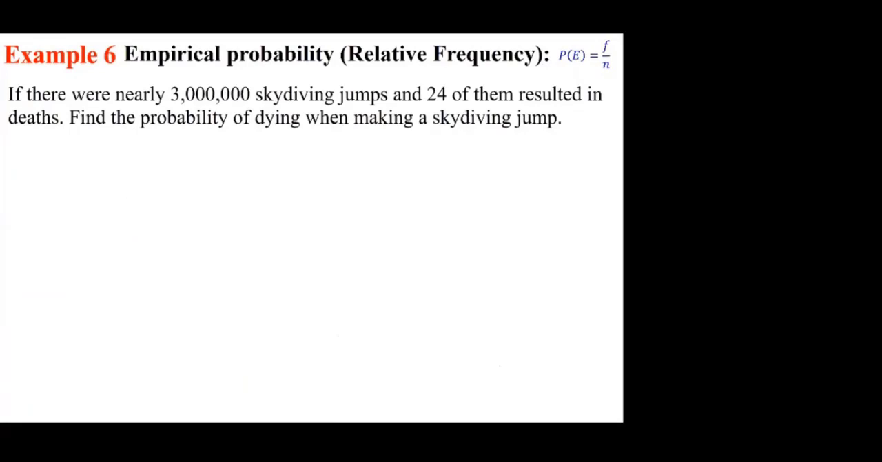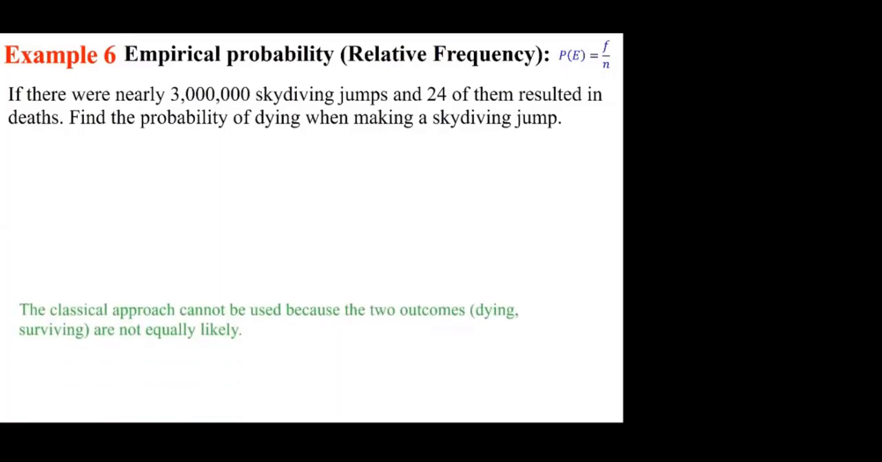Here's a relative frequency example, an empirical probability. If there were nearly 3 million skydiving jumps and 24 of them resulted in deaths, find the probability of dying when making a skydiving jump. So according to this, we just use the relative frequency, 24 out of 3 million. That's the idea. So we use the empirical approach. The classical approach cannot be used because 2 outcomes, dying and surviving, are not equally likely. However, conceptually, they are similar in that basically we use n of A over n of S. Okay, conceptually, they're very close though.